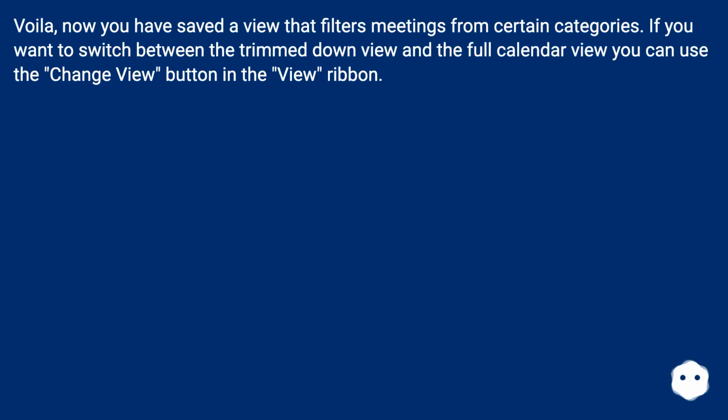If you want to switch between the trimmed down view and the full calendar view, you can use the Change View button in the View ribbon.